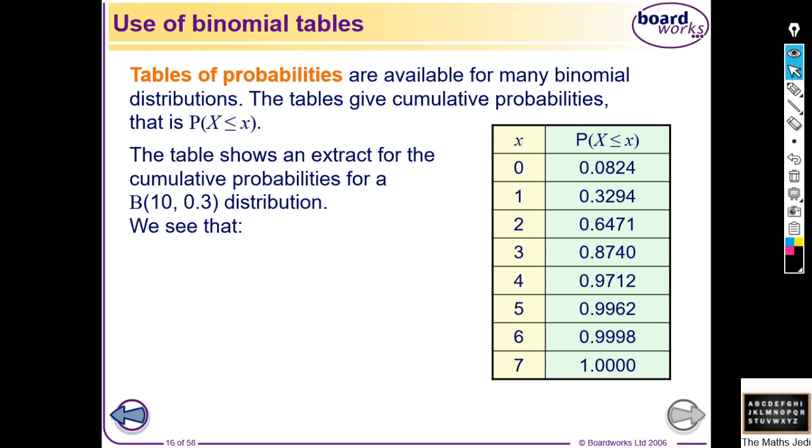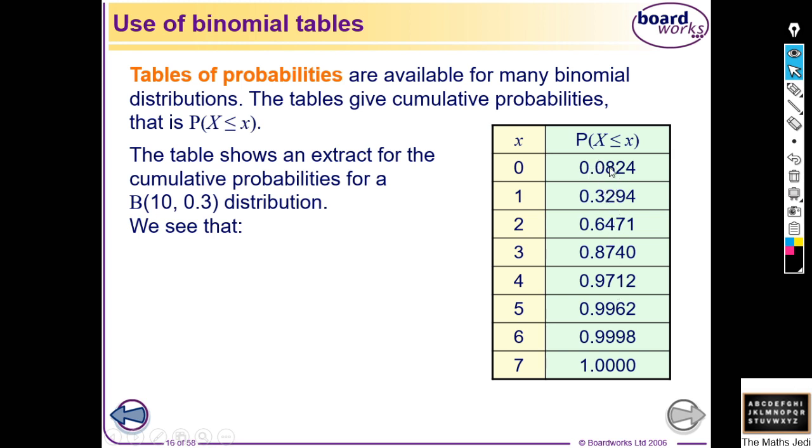So here is a typical table. You can see it's an extract showing the binomial distribution where the number of trials is 10 and the probability of success is 0.3. And then you can see all the probabilities listed down here. But it's important to mention that these are cumulative.